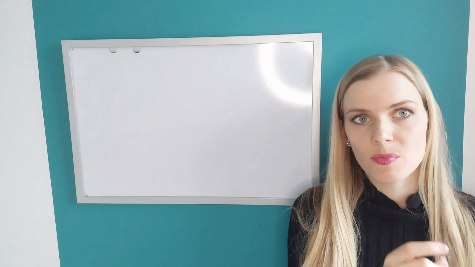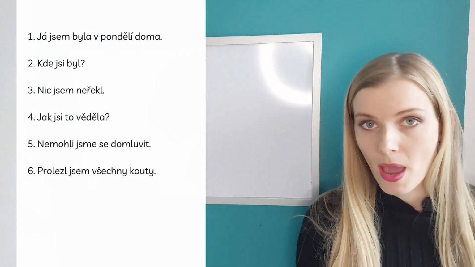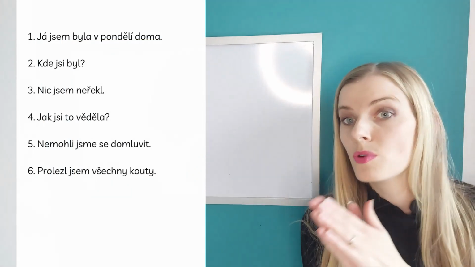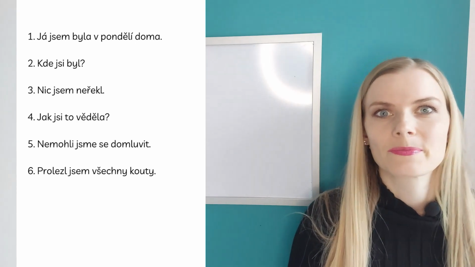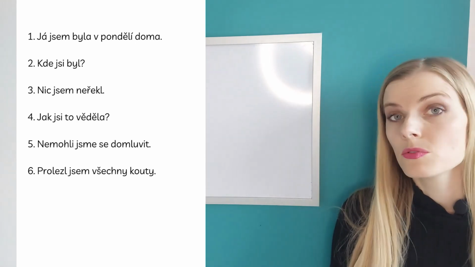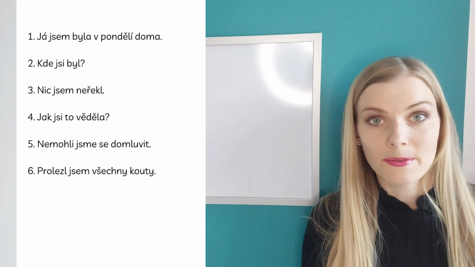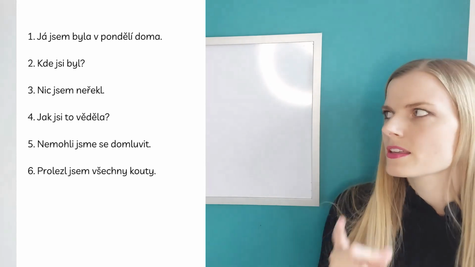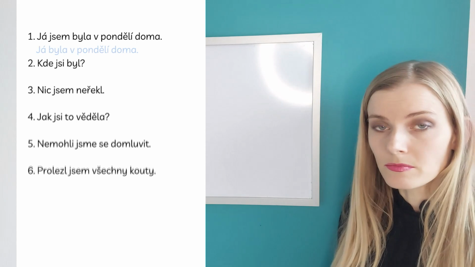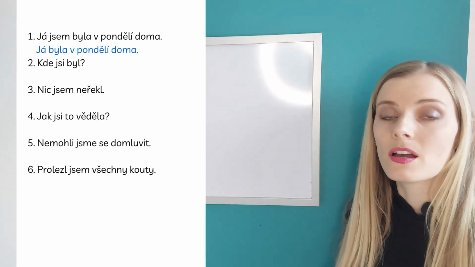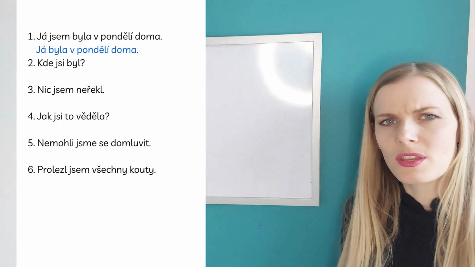And to conclude this topic, let's do a quick exercise. See these sentences in past tense. They're written in the proper forms, and your task will be to use the contracted forms. Pause the video, work on it, and I will reveal the correct answers right after. Okay, ready? The first sentence. Já jsem byla v pondělí doma. This means I was at home on Monday. And you would say já byla v pondělí doma. We just get rid of the word jsem. Já byla v pondělí doma.